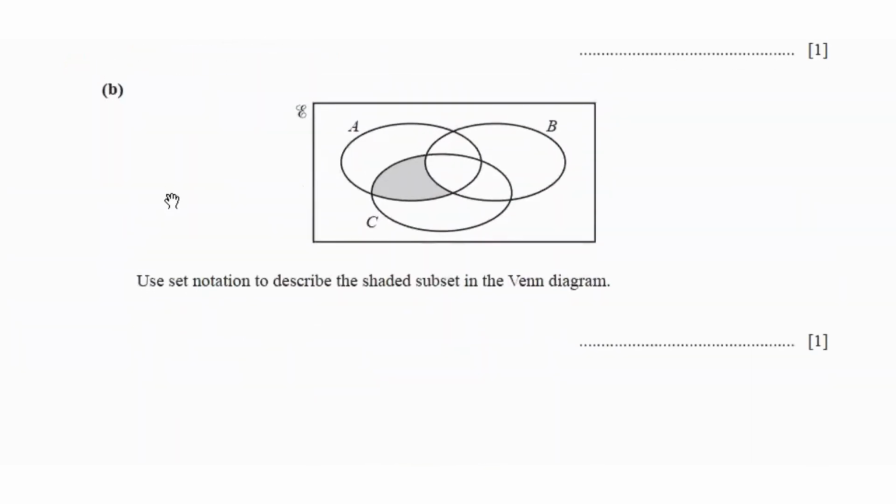Part B says use set notation to describe the shaded subset in the Venn diagram. So we can see that it's the intersection between A and C, but it does not include anything from B. So it's A intersection C intersection B complement.